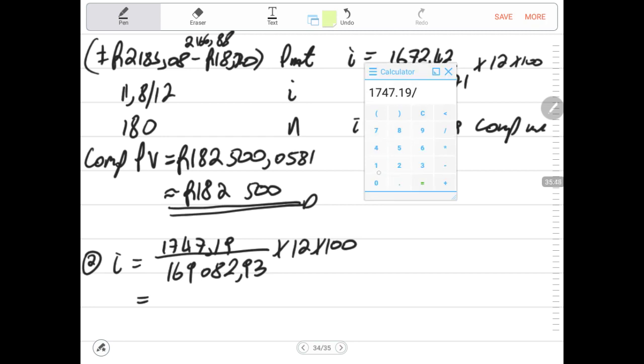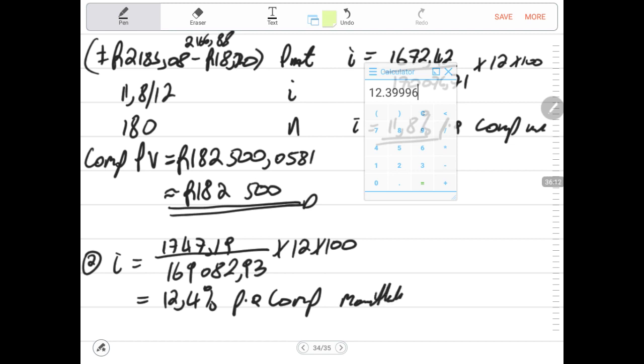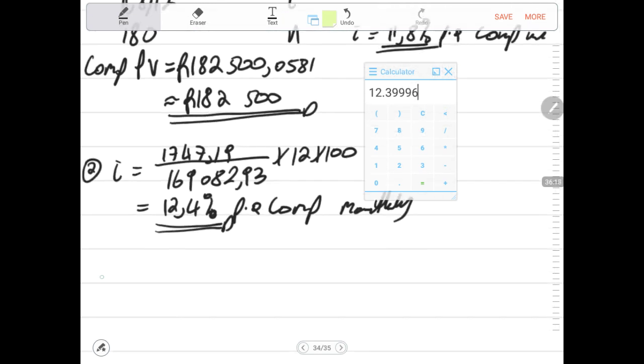1747.19 divided by 169,082.93 equals, times by 12, equals, times by 100, we get 12.4% per annum, and we are very confident to say it is compounded on a monthly basis. So because we are very clear with this, then we have responded to question number two.